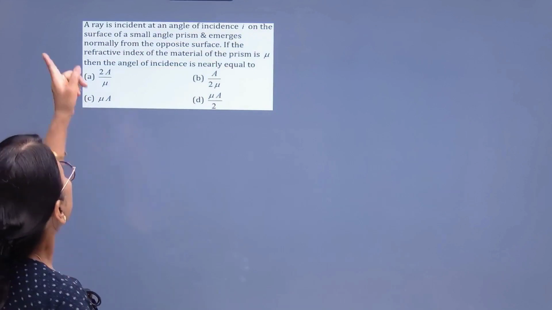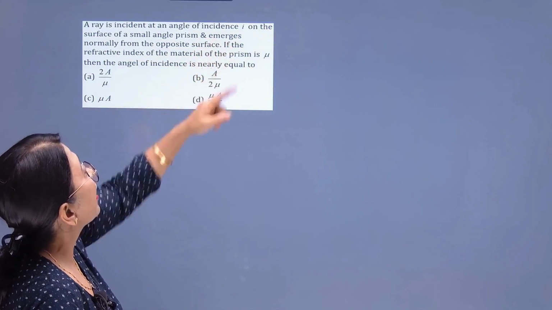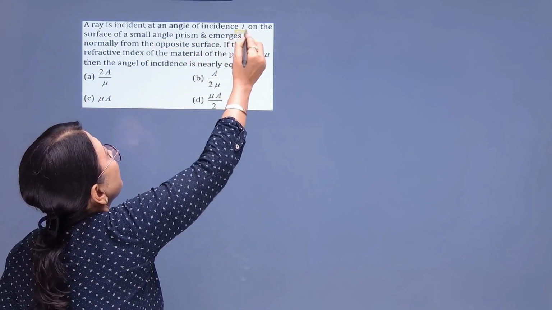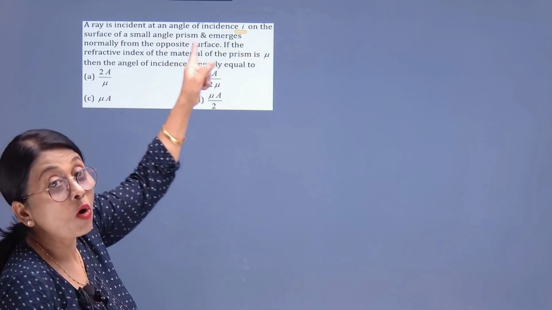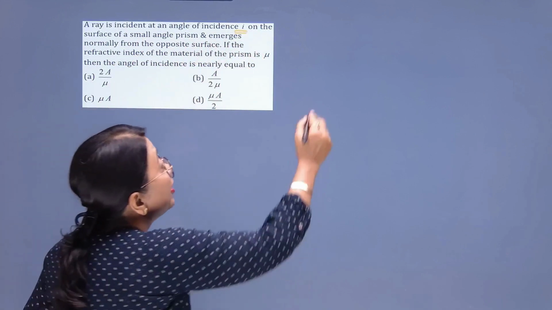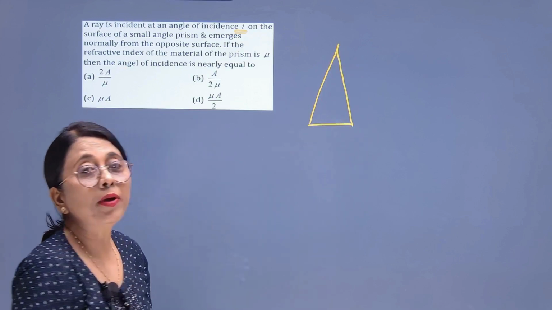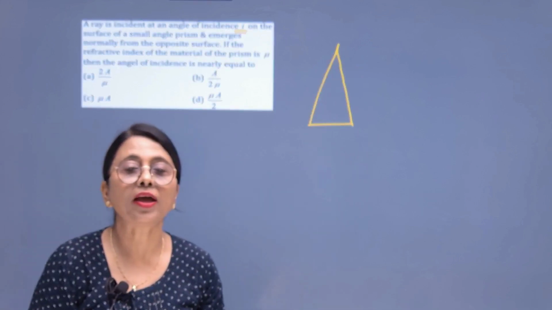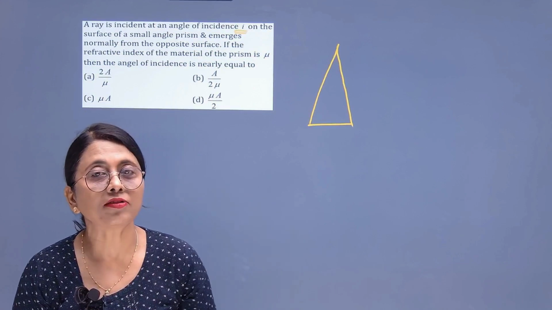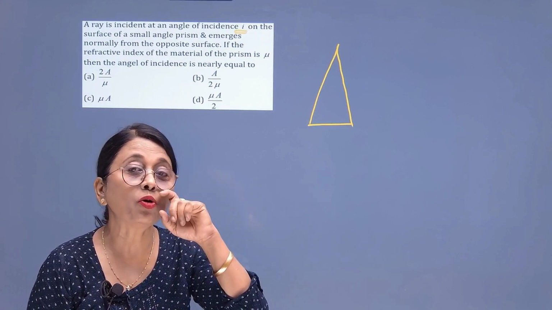Now see what they have given you. A ray is incident at an angle of incidence I on the surface of a small angle prism. It is a small angle, thin prism. ये thin prism है. और आपको मैंने बताया था कि thin prism में आप क्या करोगे? Theta is nearly equal to what? Sin theta. Sin theta की जगह आपको theta लिखना है.